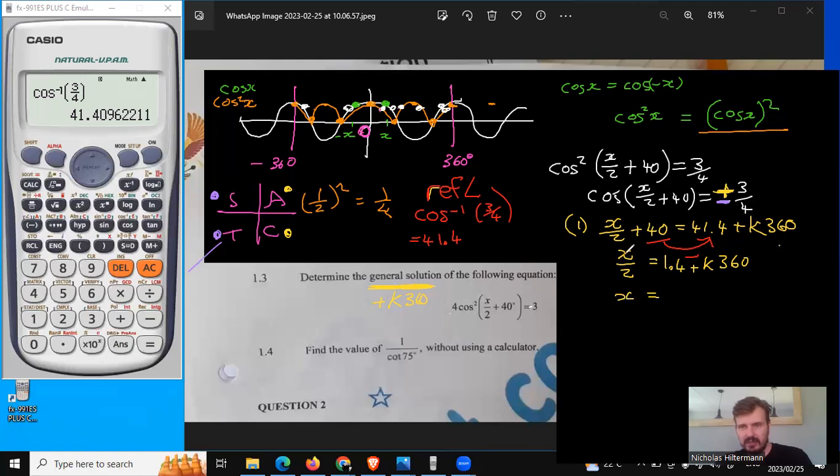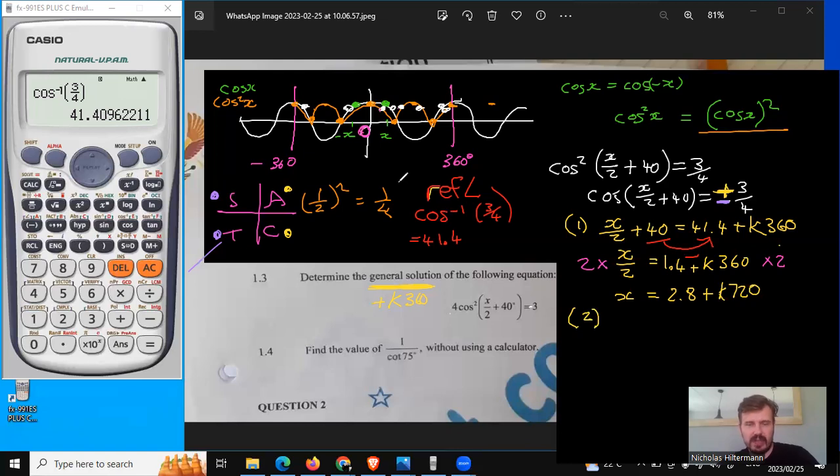I can just times everything by 2 and it goes away. So x times 2. Let me just write it down. I'm timesing everything by 2, getting rid of the problem child. And so I get 2.8 plus K720. Okay, so that's my first quadrant solution. Quadrant 2 is going to be the same, but now the second quadrant is 180 minus.